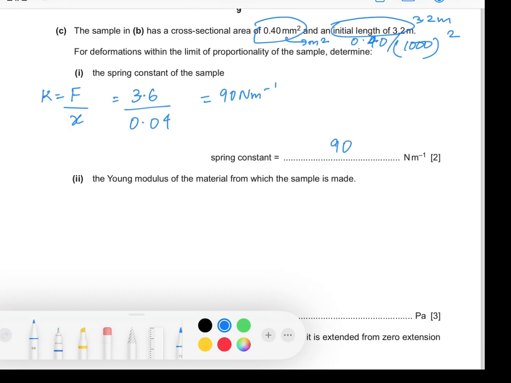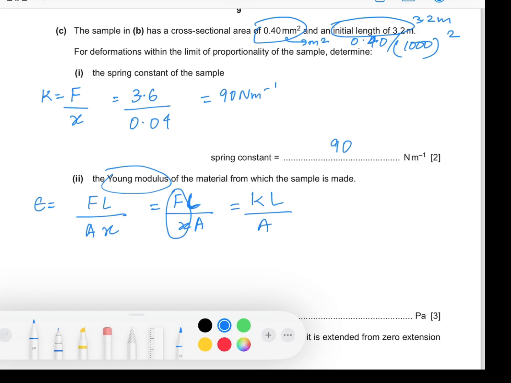Part 2, the Young modulus of the material from which the sample is made. Determine the Young modulus. Okay, so Young modulus is equal to stress over strain, and that would be equal to force multiplied by length divided by area into extension. Now, as you can notice, or let me write it this way, we already found the spring constant, which is equal to force divided by extension. That means Young modulus would be equal to spring constant multiplied by original length divided by cross-sectional area.